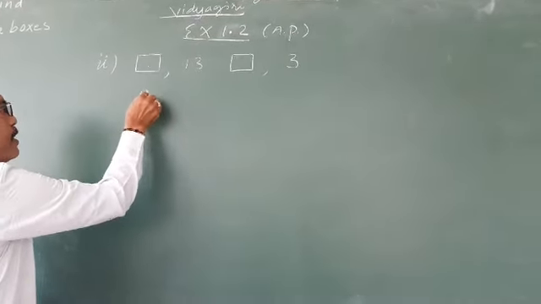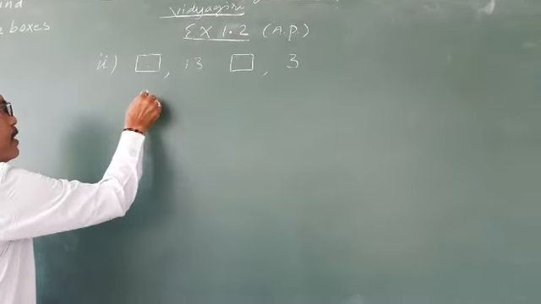2 fives are 10. Therefore d equals minus 5. If d equals minus 5, let us find the first term. Put d equals minus 5 in equation 1.